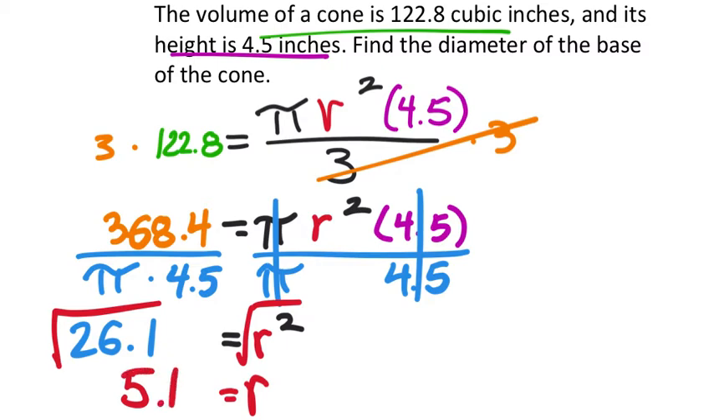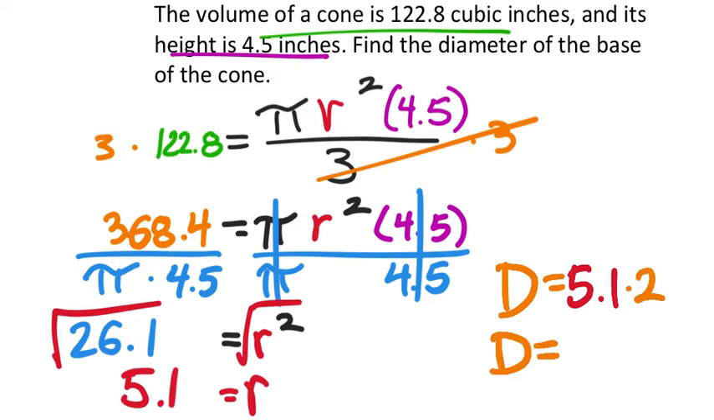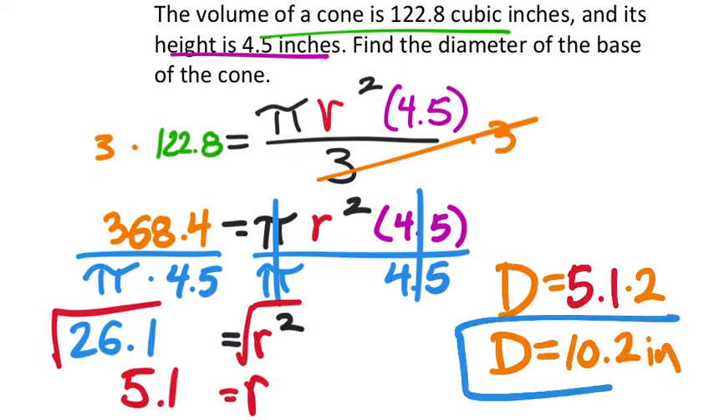Now, that's the radius, though. I want the diameter, and the diameter is double the radius. So that's what we're going to do for my diameter. I'm going to take my radius, 5.1, and I'm going to double it. 5.1 times 2, boom, 10.2. And this is in inches, looks like. There's our answer.